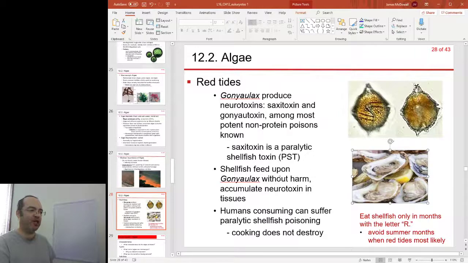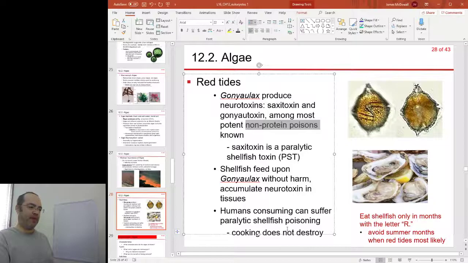But typically it affects humans when humans eat shellfish that have been feeding on the Gonyaulax. The shellfish themselves don't get harmed by the toxin, but as they consume this dinoflagellate, the level of toxin builds up and builds up in the shellfish, and then when the human eats the shellfish, the human gets one big dose of the toxin and it can be fatal. Cooking does not destroy this toxin. It's a non-protein toxin, therefore its structure won't be destroyed by heat.